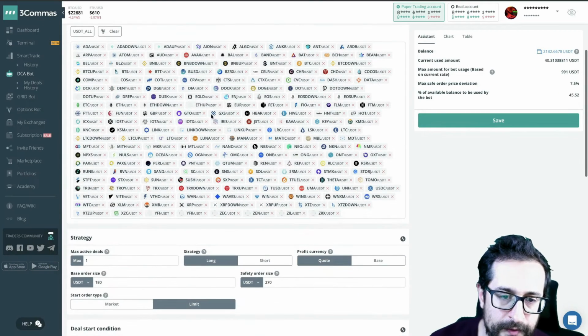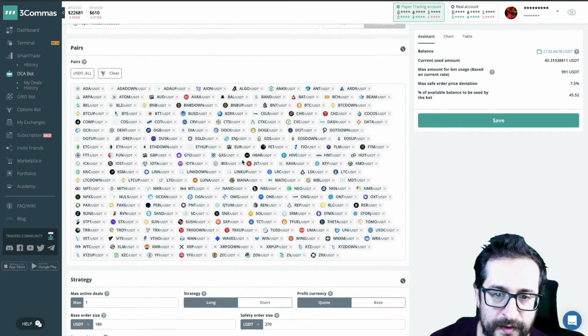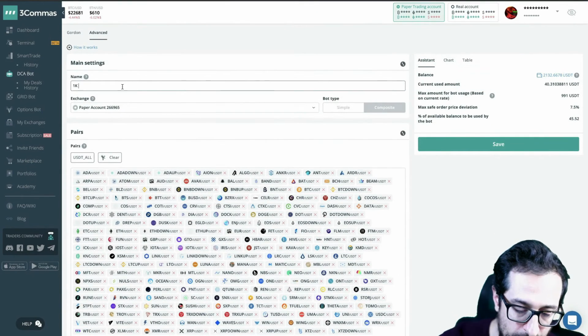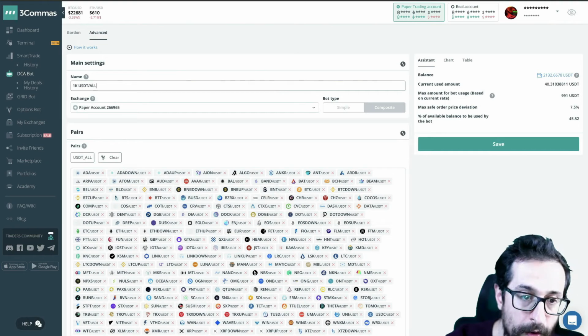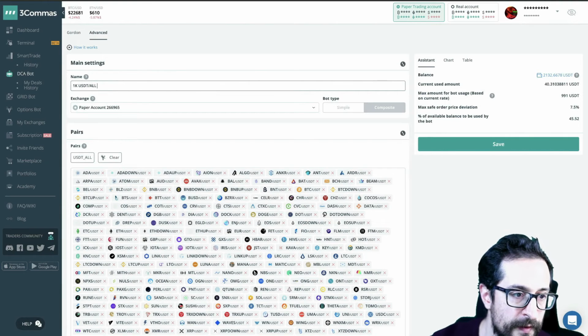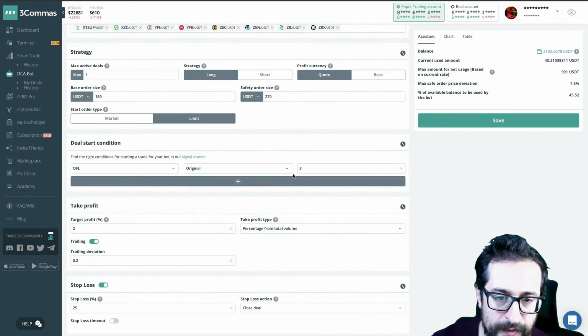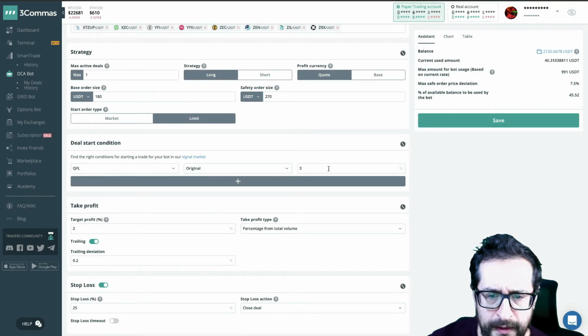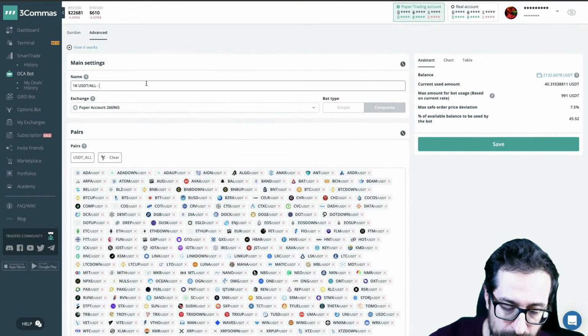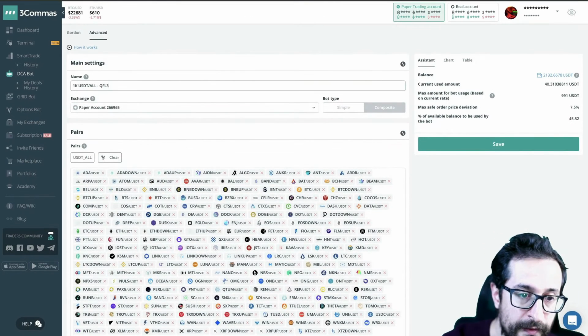Then look at the coins you're using. You're trading on top of USDT. This is a composite bot. So let's call it USDT all, because it's trading USDT versus all coins. Very simple. And the next thing that matters a lot to me is what strategy I'm using. Here I'm using QFL at 3. At least you should mention something like this, QFL 3.